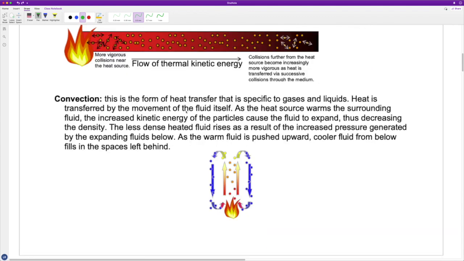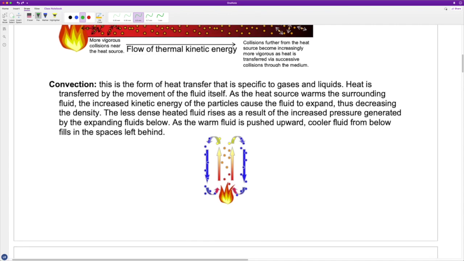So the next concept is convection. So what is convection? Well, convection is a form of heat transfer that's specific to gases and liquids. It does not apply to solids because in solids, the atoms themselves are not free to move. Only the electrons are allowed to move.